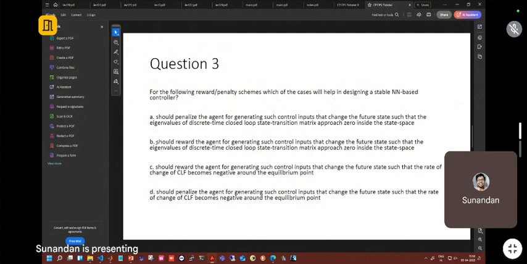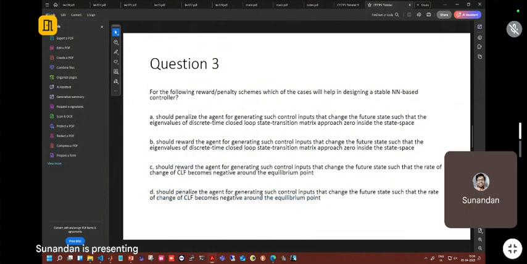and should reward the agent for control inputs such that the state transition matrix approaches 0 inside the state space. We should reward or penalize, that is what we are asking. So the second part of the question is basically, should we reward the agent for generating such control inputs that change the future state such that the CLF becomes negative around the equilibrium point. And another is, should we penalize the agent when it produces a control input so that the change of CLF becomes negative around the equilibrium point. So should we penalize or reward?